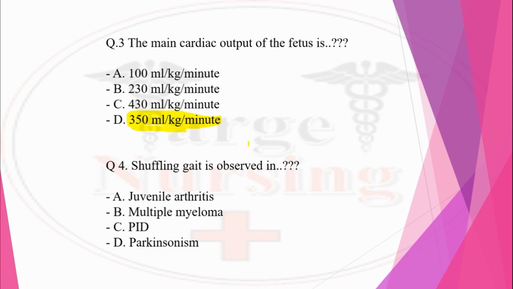Okay, so in this question there is nothing to understand, you just have to know it, that the main cardiac output of the fetus is 350 ml per kg per minute. Okay, per kg per minute because it is the amount of blood that is pumped by the heart in a minute. Okay, and then move to the next question.